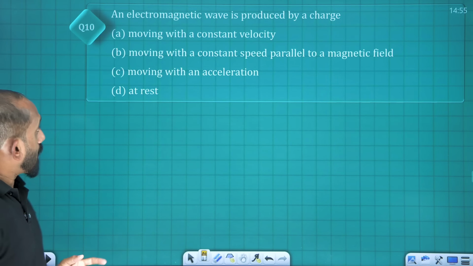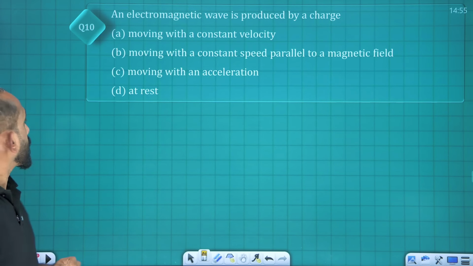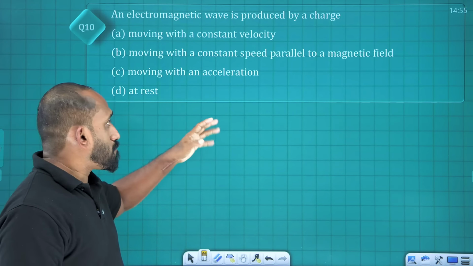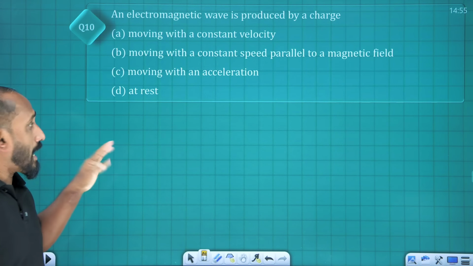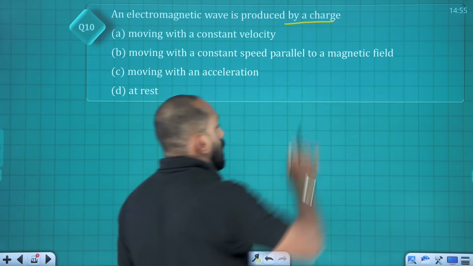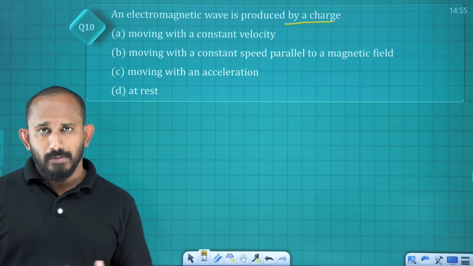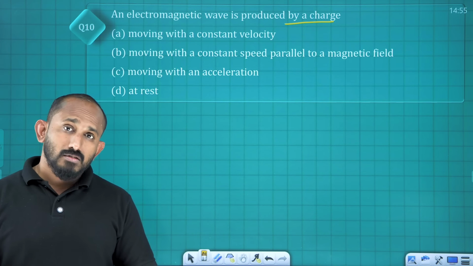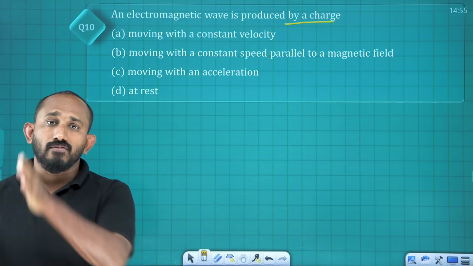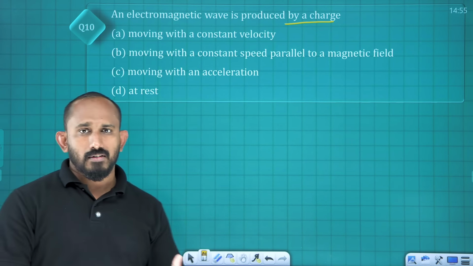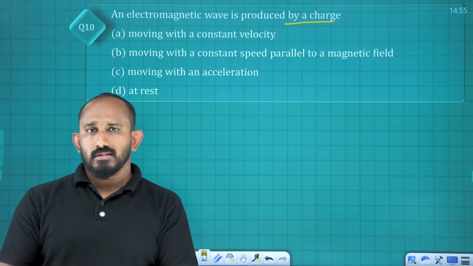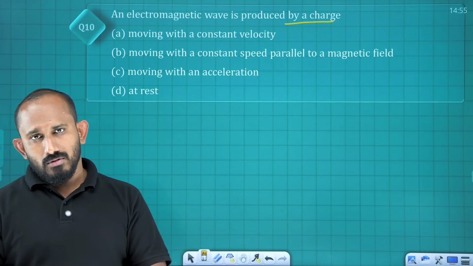An electromagnetic wave is produced by a charge moving with a constant velocity, moving with a constant speed parallel to a magnetic field, moving with an acceleration, or at rest. You know, if a charge is there, around the charge there will be an electric field. If a varying electric field is there, then a magnetic field is also produced, and a varying magnetic field produces an electric field. So the combined variation of electric and magnetic fields produces the EM waves, the basic theory.